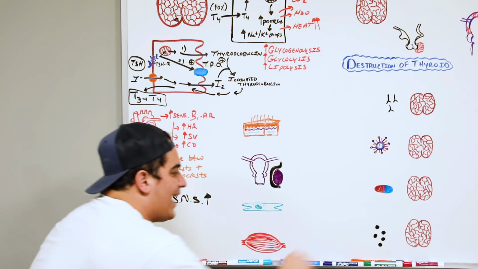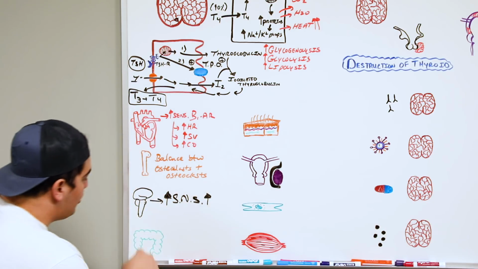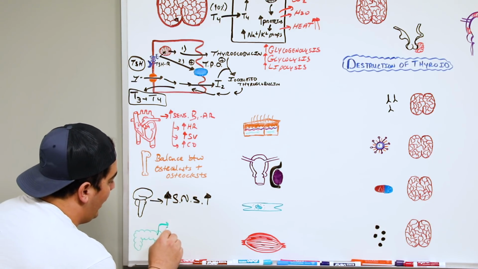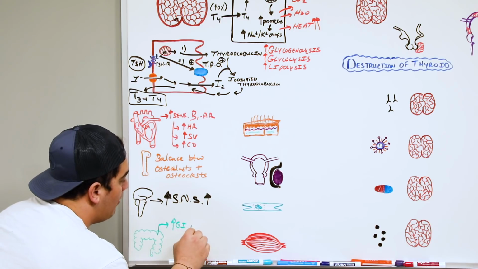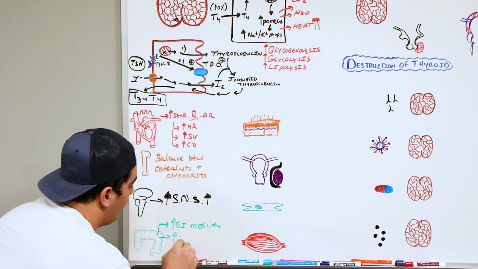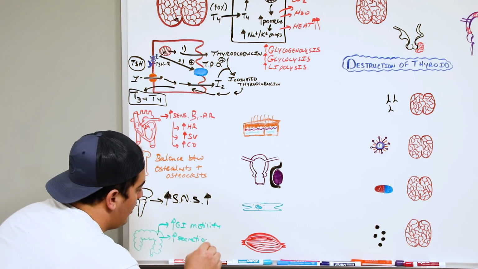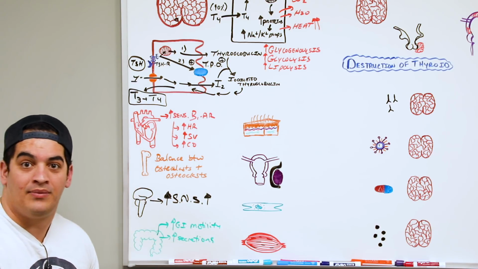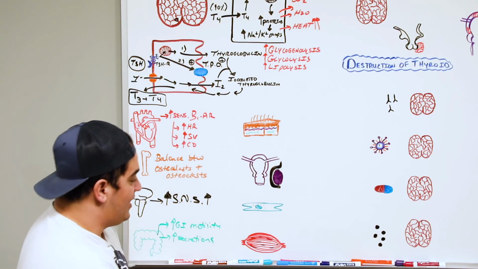The other thing is it acts on our GI tract, and it actually can act on the smooth muscle, and it increases the GI motility. Not only does it increase motility, but it can also increase some of the secretions that come from the GI tract as well. The next thing is it acts on the skin.